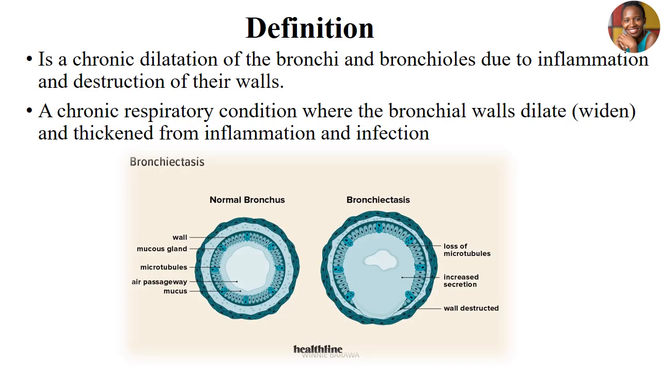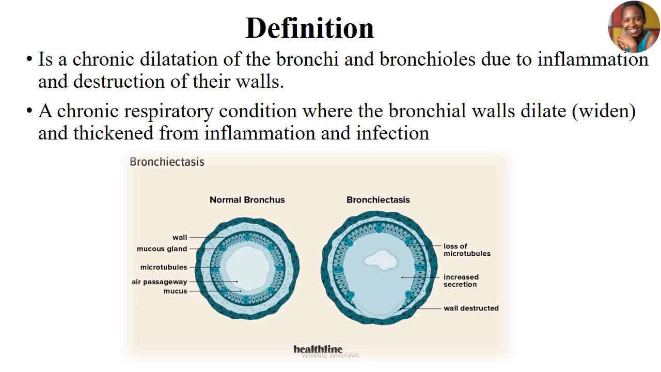By definition, bronchiectasis is a chronic dilatation of the bronchus and the bronchioles due to inflammation and destruction of the walls. This is a chronic respiratory condition, and the main effect is that it leads to bronchial wall dilatation, what you can simply say widening, and thickening due to inflammation and extreme presence of infections.